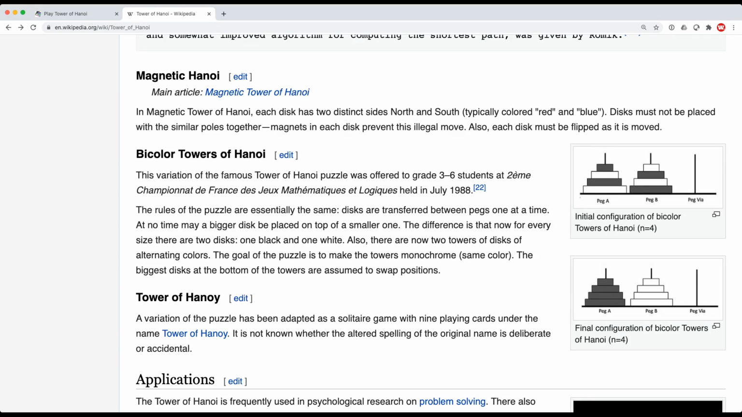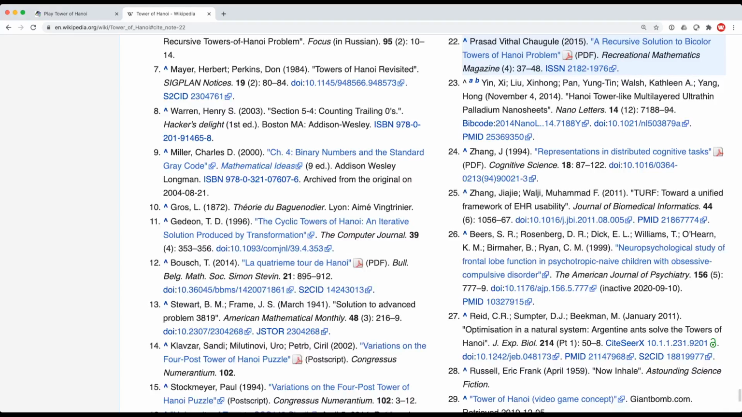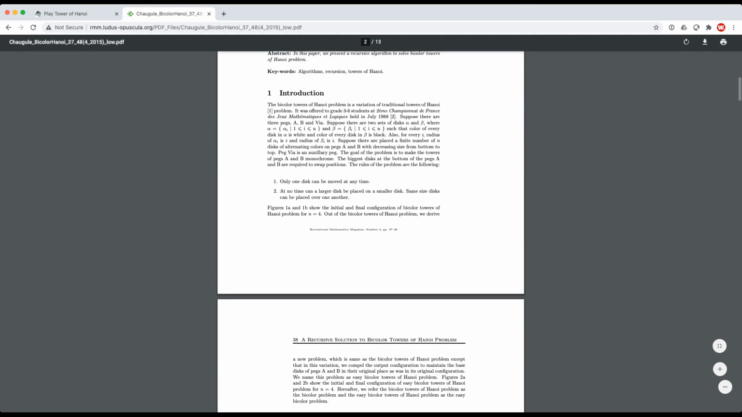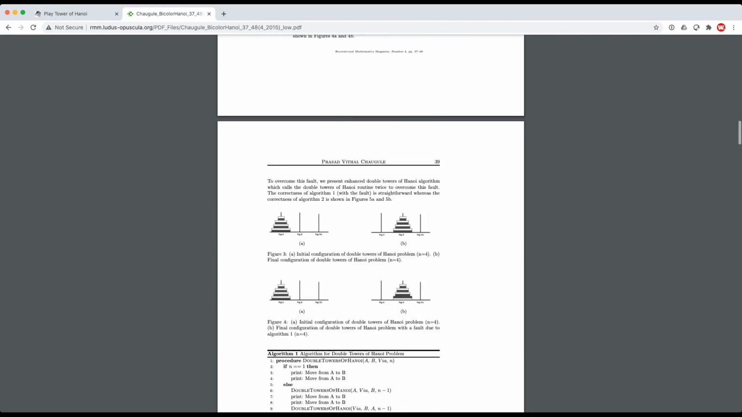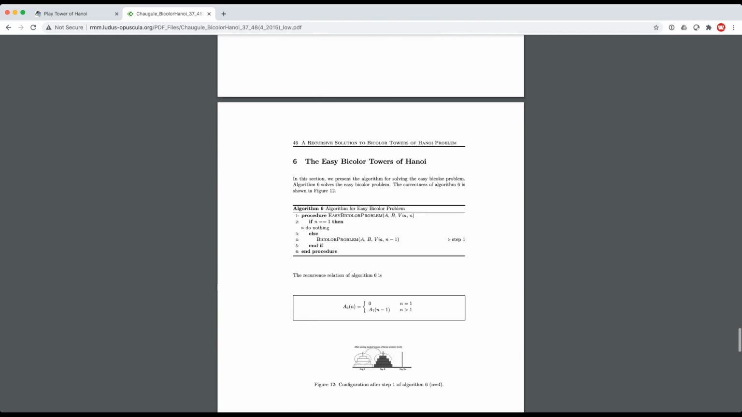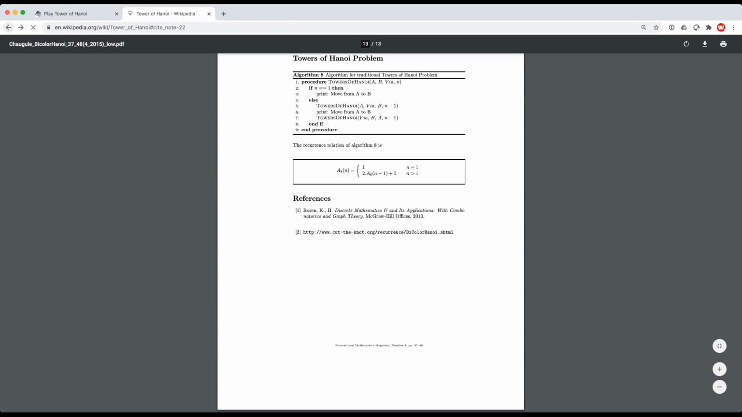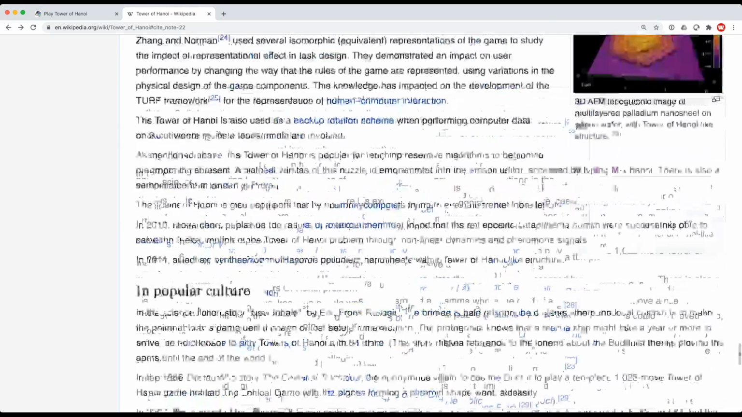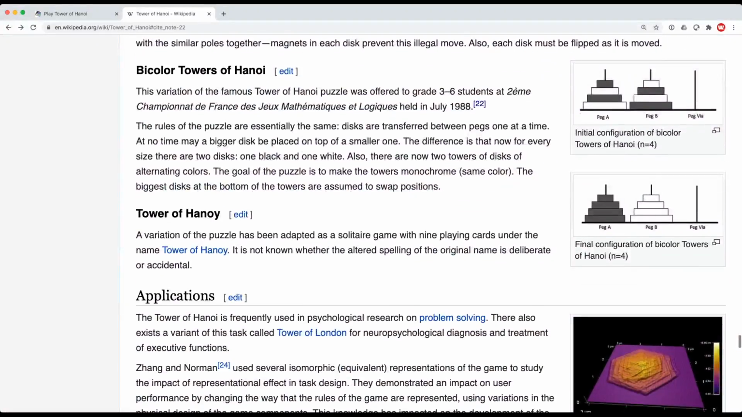Anyway, I think it's got a link to this. Here's a paper about it with all the algorithm stuff if you're interested. But anyway, there's that. How many of you have seen Planet of the Apes? This does actually appear in Planet of the Apes.